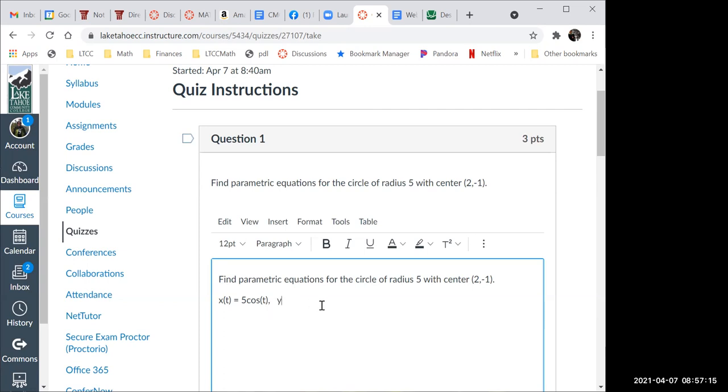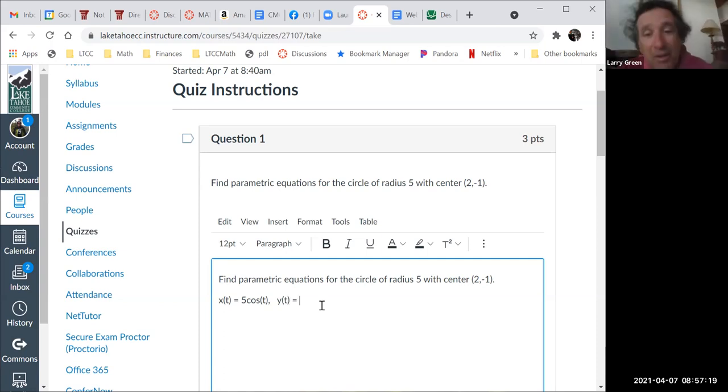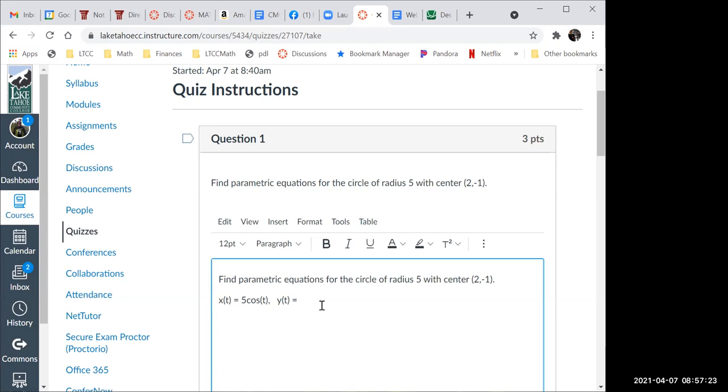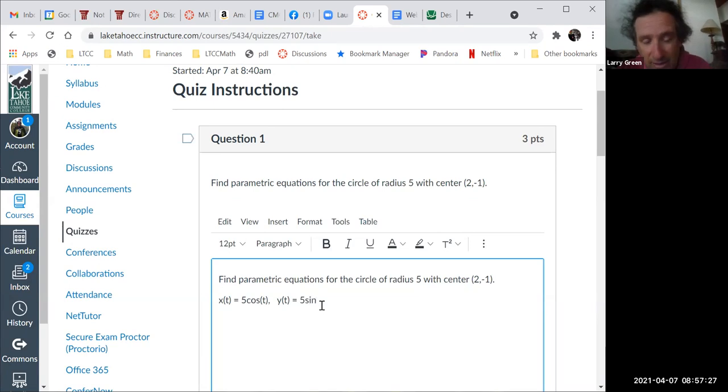Okay, and then y of t. Again, right now we're just focusing without the center. We'll deal with the center next. So what is y of t? Right, 5 sine of t. Okay, now that's a circle that is radius 5 centered at the origin.